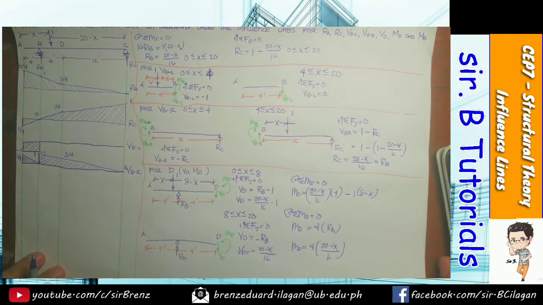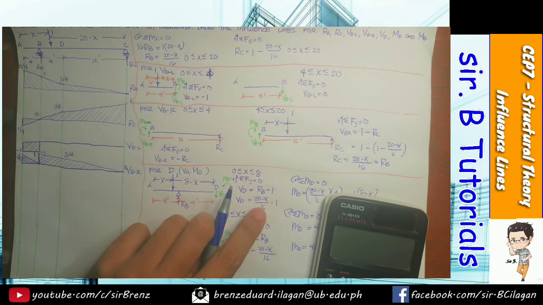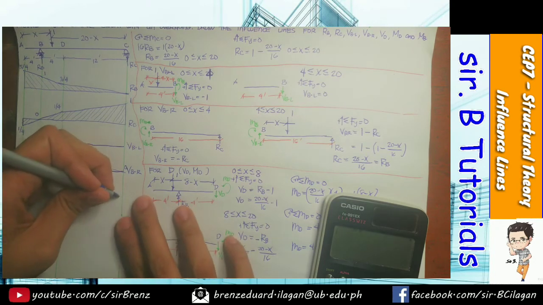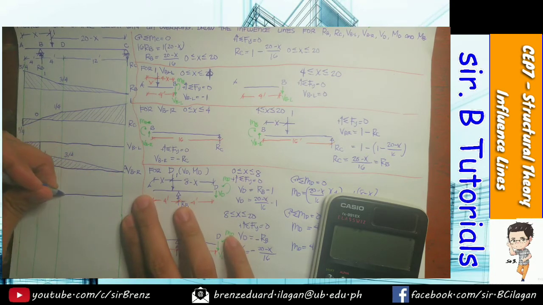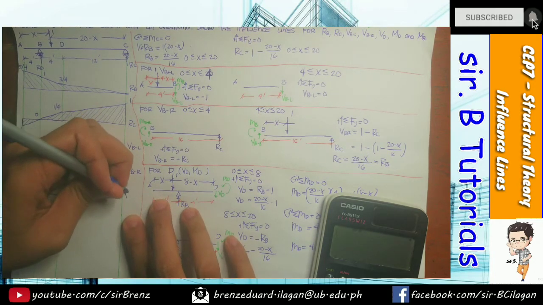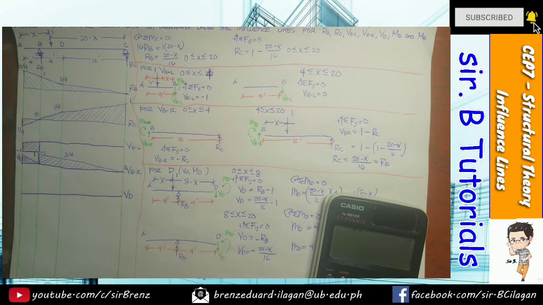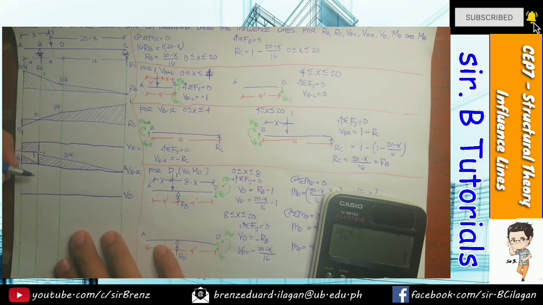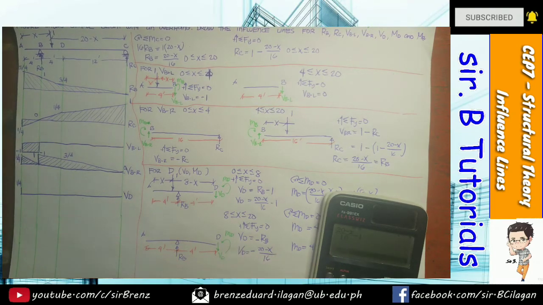Okay, so let's plot. Let's start with the shear. So this is for the shear D. Let's just type (20 minus x) over 16, and then minus 1. So calculate. At distance 0, the answer is 1 over 4, positive. So 1 over 4, and then calculate.